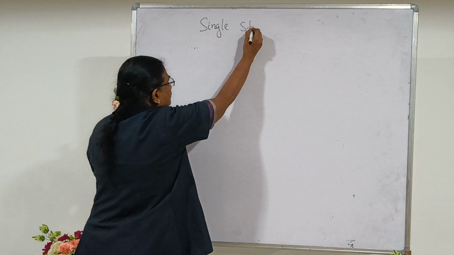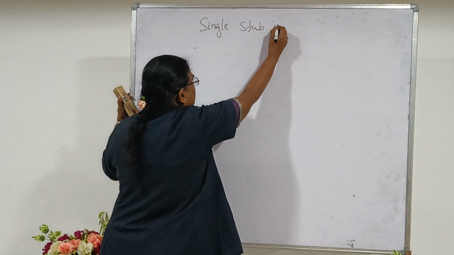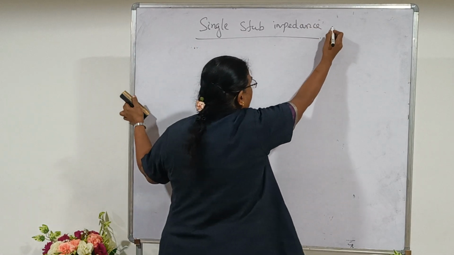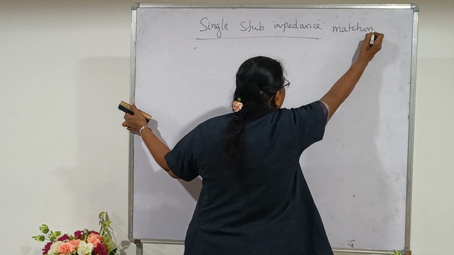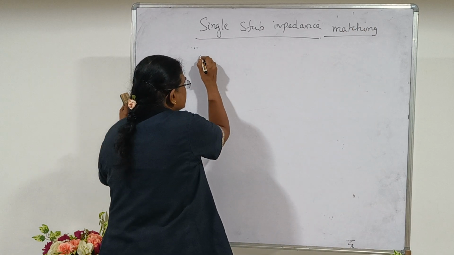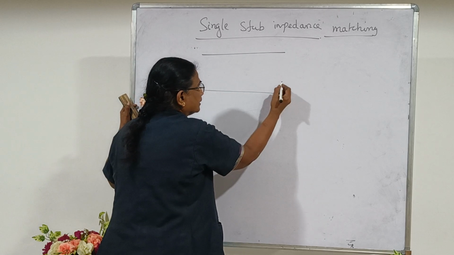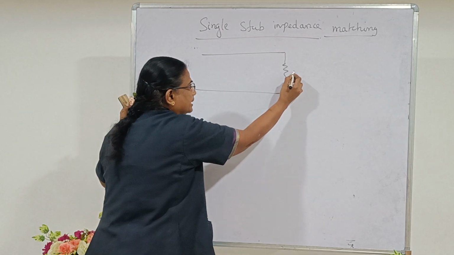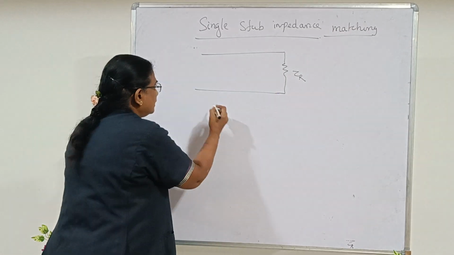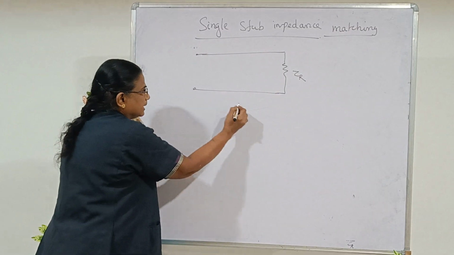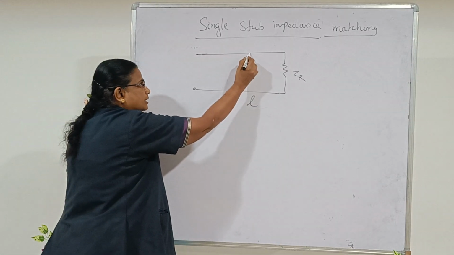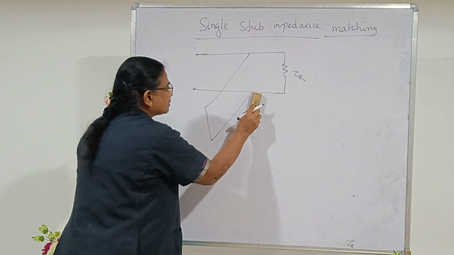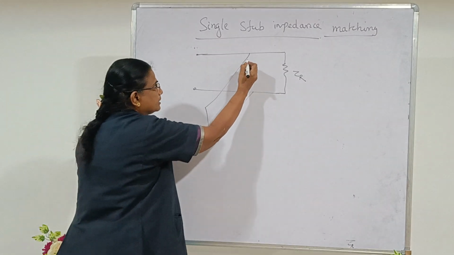Here, draw the main transmission line for single stub impedance matching, and connect a short circuited stub across the main transmission line. So this is a finite line which is terminated by a load impedance ZR. The length of this line is L, and a short circuited stub is connected across this main transmission line. So this is a short circuited stub.